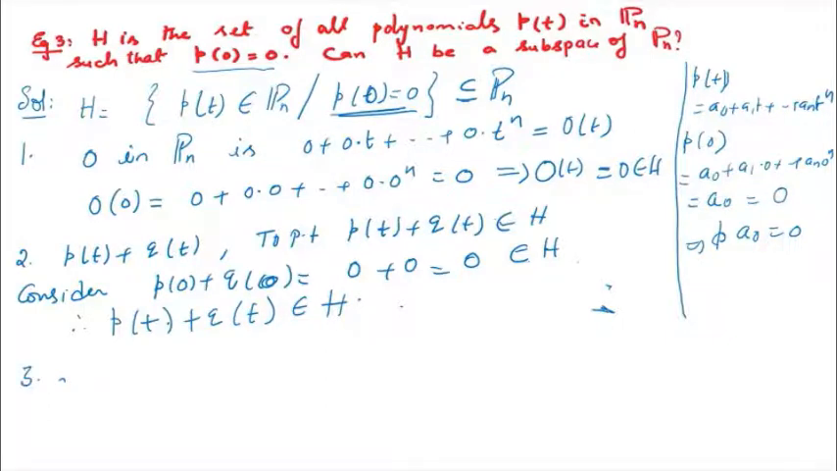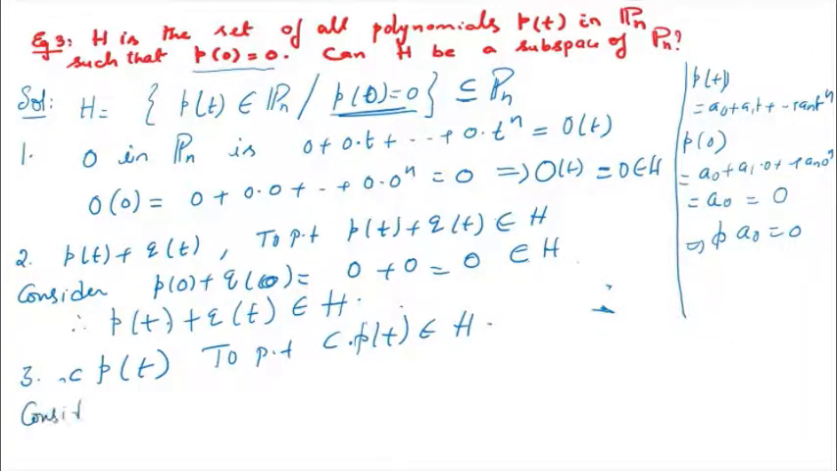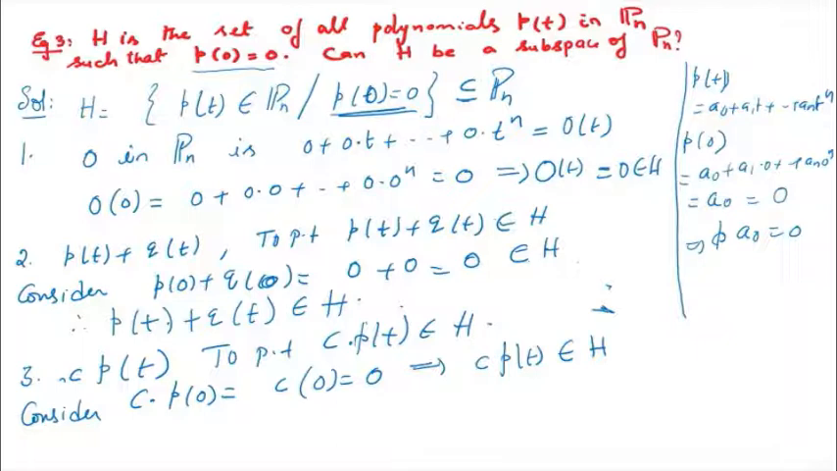Then what is the third one? C into P of t. You have to prove that C into P of t belongs to H. So for this, consider C into P of 0, which is C into, already P of 0 is 0, which is 0. That implies C into P of t belongs to H. Therefore, you have C into P of t belongs to H. By all the three conditions, this H forms a subspace of Pn.